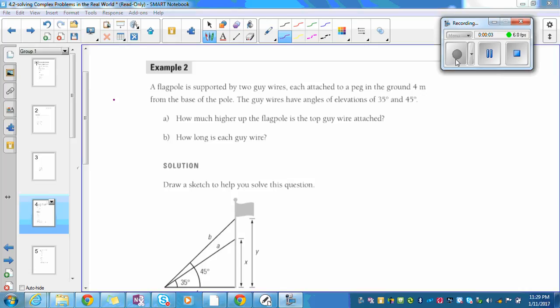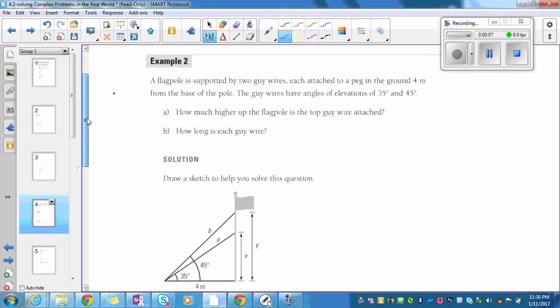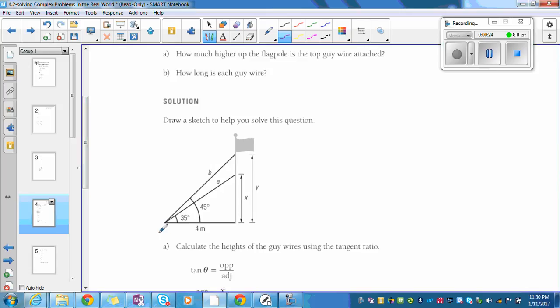So looking at example 2, it's just another real-world example or a real-world problem. We've got a flagpole. It's supported by 2 guy wires, each attached to a peg in the ground 4 meters away from the flagpole. The guy wires have angles of elevation of 35 and 45. Remember, angle of elevation is from the horizon up. So this is an angle of 35, this is an angle of 45.